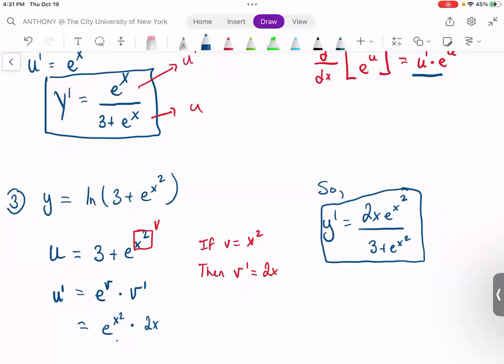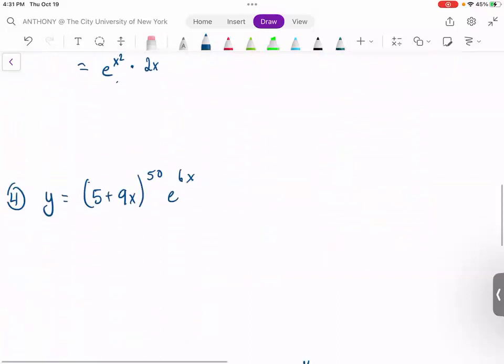Let's look at one more example of a chain rule, and then I'm going to stop the recording and look at your example, take any other questions. So my fourth example states that we have y equals 5 plus 9x raised to the 50th power times e to the power of 6x. Now, first of all, this is a problem that involves a chain rule. But what else does this problem involve? What derivative rule? Yeah, a product rule.